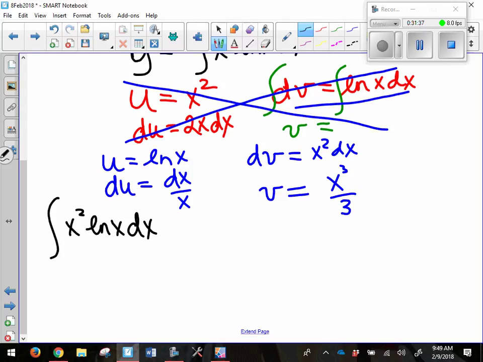Excellent. So, x squared natural log of x dx. What's the first thing I write down? No. uv, right? So that gives me x cubed over 3 natural log of x. Is it a plus or a minus sign?